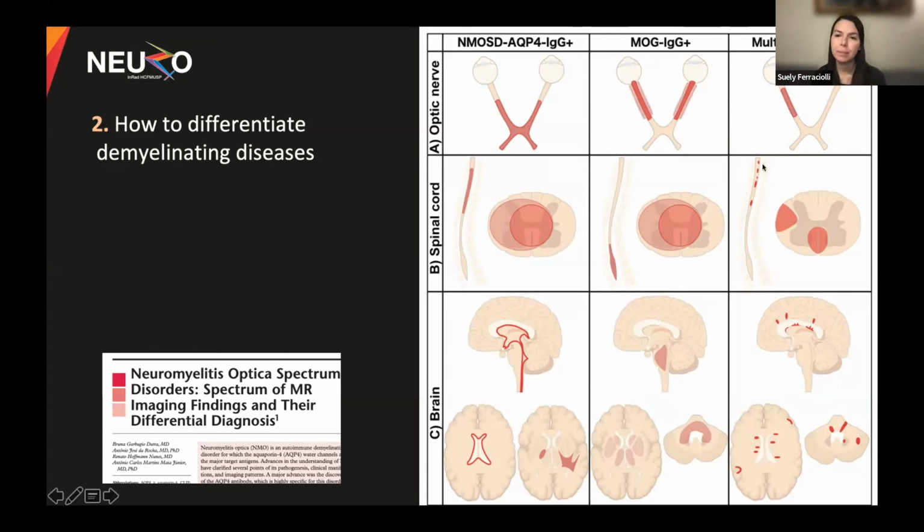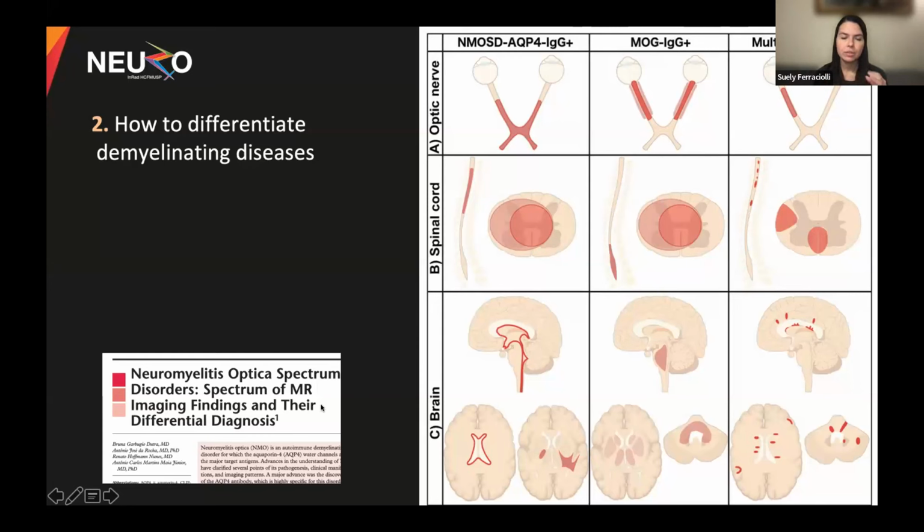And if we have the spine, usually it's just focal lesions like oval or round ones, and they're not longitudinal extensive like NMOSD and MOGAD. They're usually less than 3 vertebral bodies, and that helps us to diagnose. And if you have optic neuritis, usually it's unilateral.